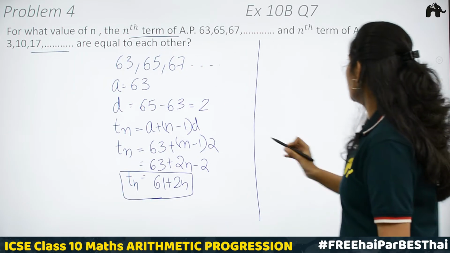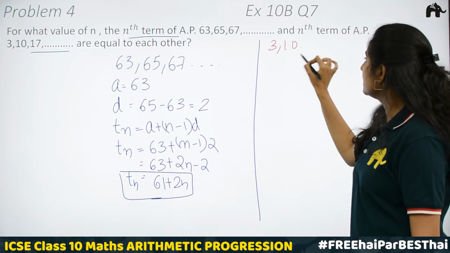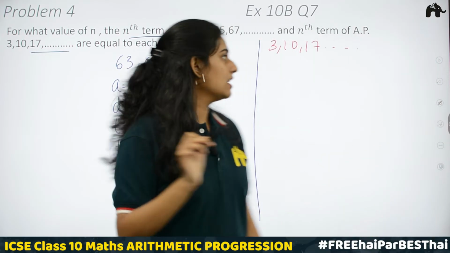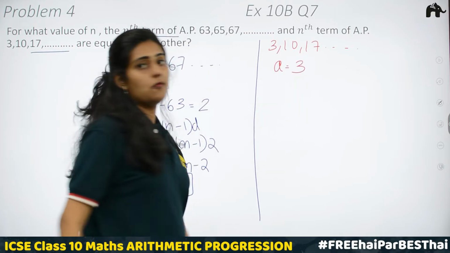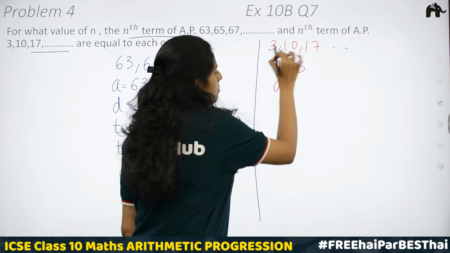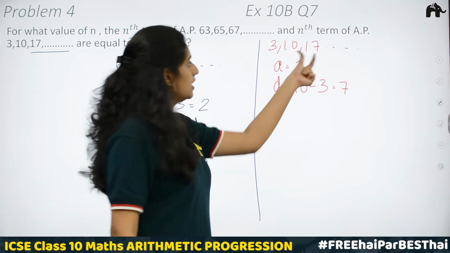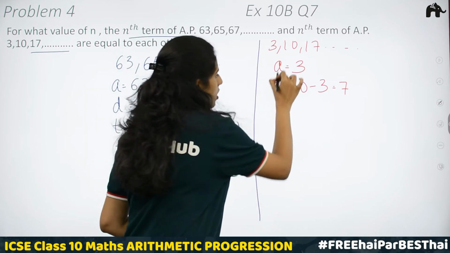Now the second AP. Second AP is 3, 10, 17 etc. In this case, we have A is equal to, first term is 3. What is the common difference? D is equal to second term minus first term, 10 minus 3, which is 7. Or third term minus second term, 17 minus 10, which is again 7. We got A and D.